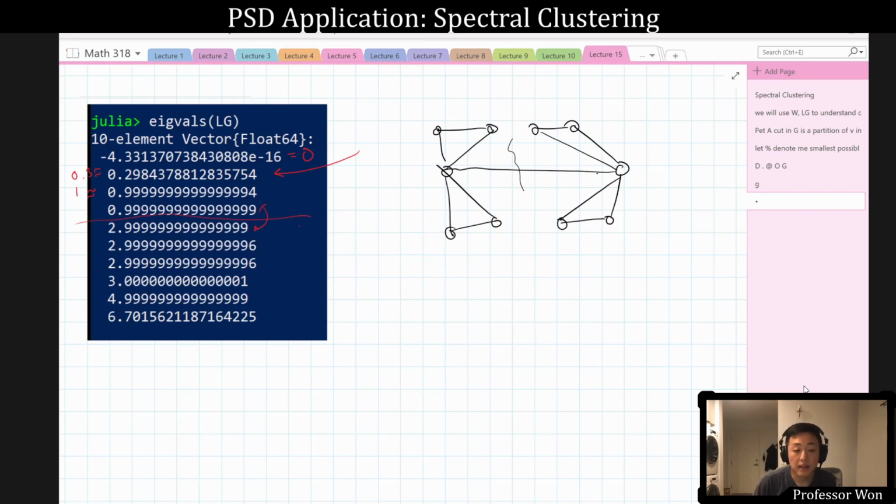So this small first or second eigenvalue tells you that you're close to being a graph that you can break into two pieces. And actually, because they're pretty small up until this line, it's saying that it's pretty close to a graph that you can cut into 4 pieces.